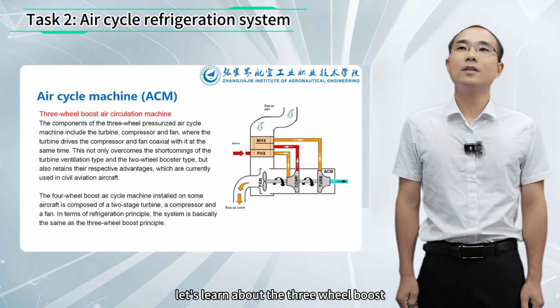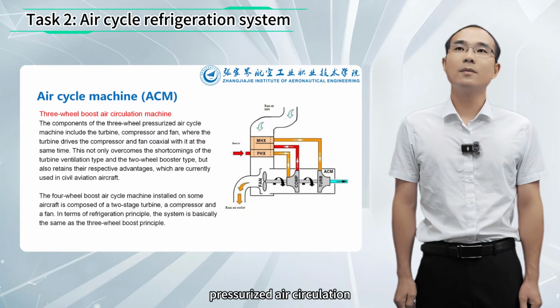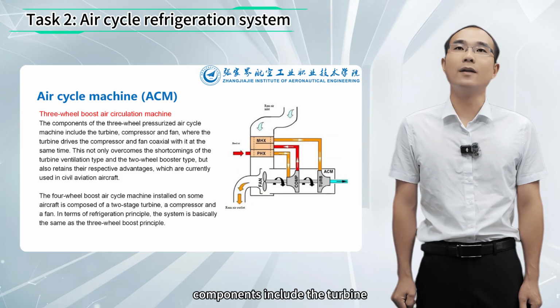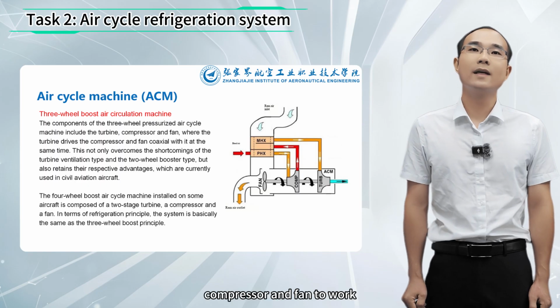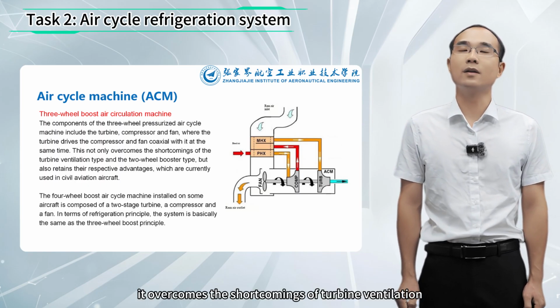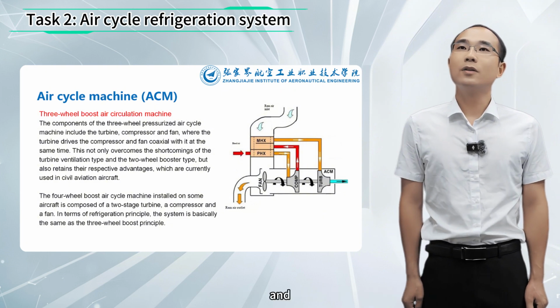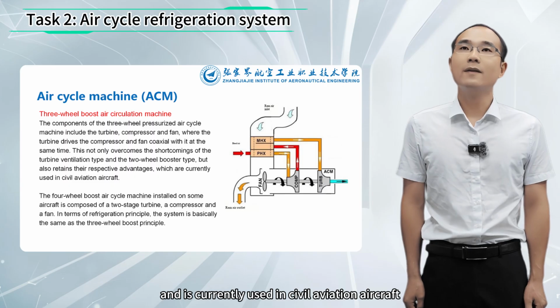Let's learn about the three-wheel boost air cycle machine. The three-wheel pressurized air circulation components include the turbine, compressor, and fan, and the turbine drives the coaxial compressor and fan to work at the same time. It overcomes the shortcomings of turbine ventilation and two-wheel booster, retains their respective advantages, and is currently used in civil aviation aircraft.